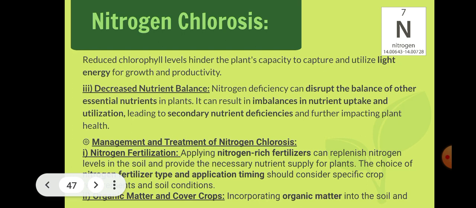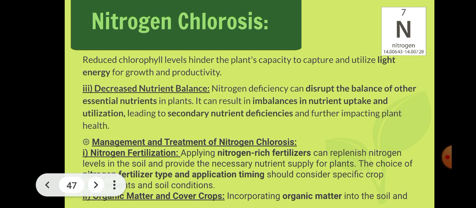Reduced chlorophyll levels can then hinder the plant's capacity to capture and utilize light energy for its growth and productivity. The third one is decreased nutrient balance. Nitrogen deficiency can disrupt the balance of other essential nutrients as well, and it can then result in imbalances in nutrient uptake and utilization, which can then lead to secondary nutrient deficiencies and further impact plant health and overall vitality.